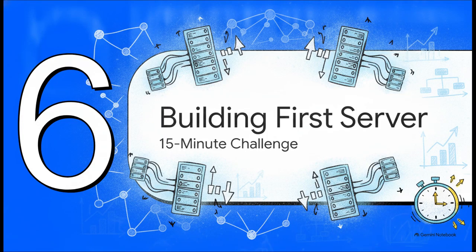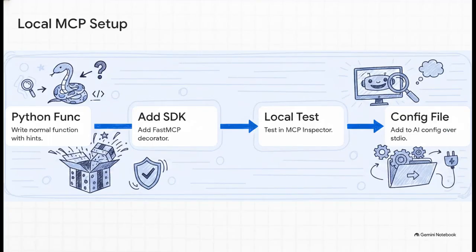Section 6. Building your first server, the 15-minute challenge. Finding servers is super easy through the official registry or GitHub, but building one yourself is empowering and surprisingly fast. Here's how you do it locally, step by step. Step 1, you just write a normal, everyday Python function with type hints. Step 2, you add a simple decorator using the FastMCP SDK, which automatically turns it into a fully described MCP tool. Step 3, you test it manually using the local MCP Inspector web interface before an AI model even touches it. And step 4, you just add it to your AI config file over local standard input/output, or STDIO.